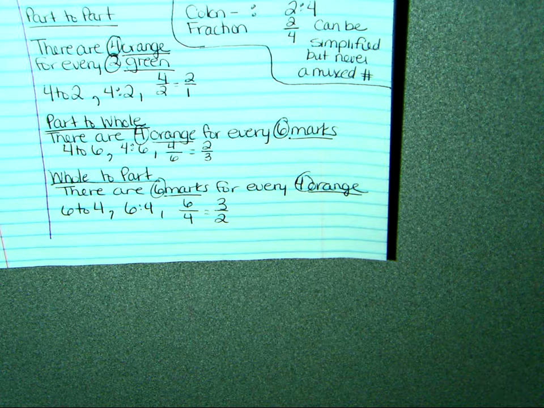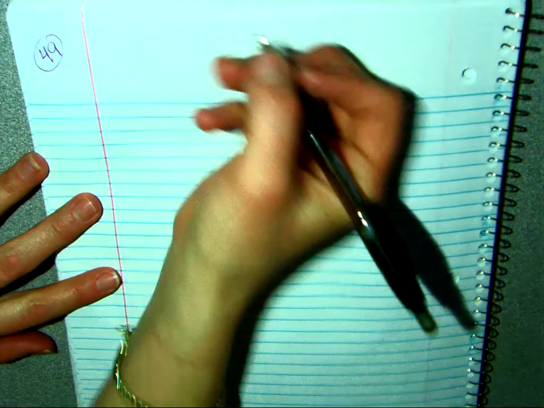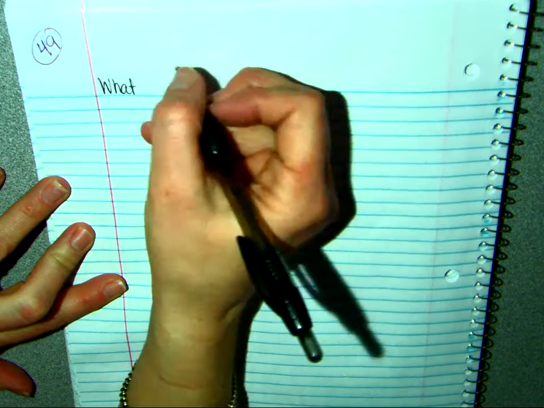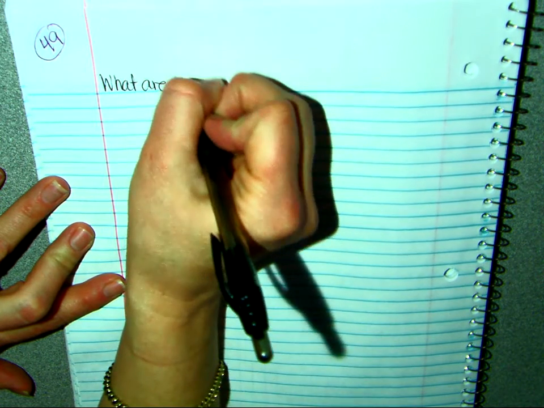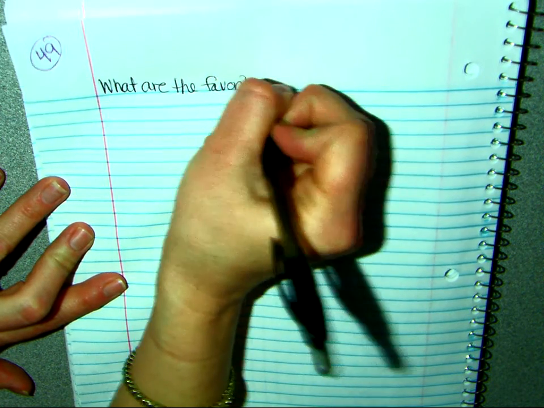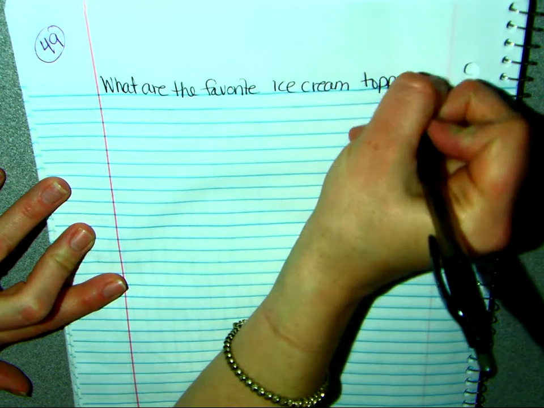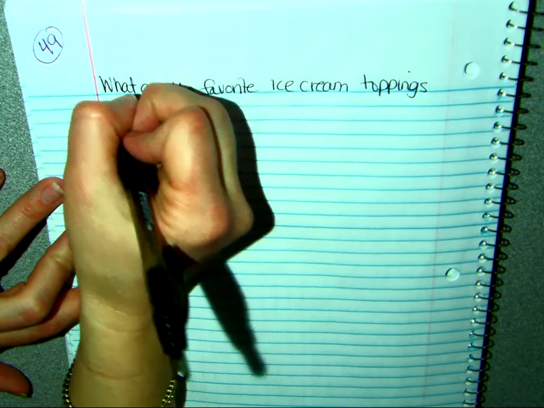Okay, so what I'm going to do now is we're going to go over to page 49. We're going to actually go back, and we're going to create a data table, and we're going to collect some data as a class so that we can use that data to find ratios. So I'm going to go to 49. At the top of page 49, we are going to write the question that we're going to address. What are the favorite ice cream toppings of our class?